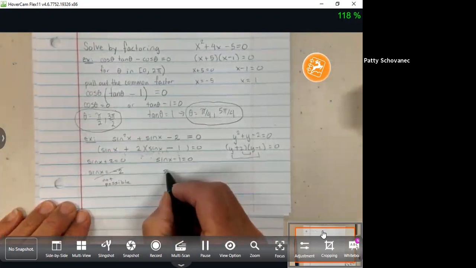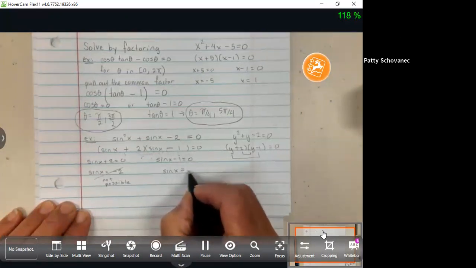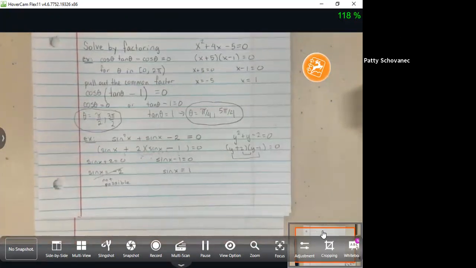Our solutions will only come from this second factor, where the sine of x is equal to 1. We did that up here at the top of the page. The sine is 1 only at pi halves.